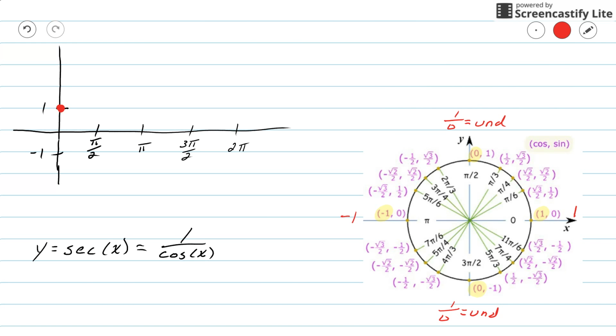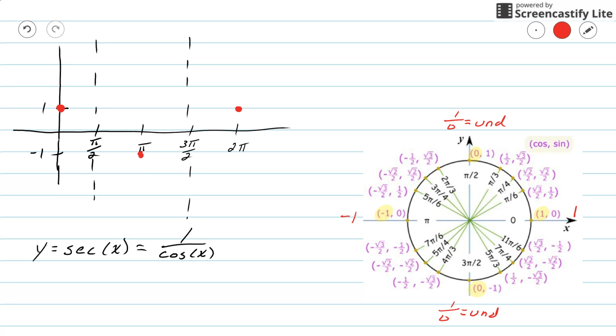At pi over 2, this thing becomes undefined. So there is an asymptote. Let's just draw the other asymptote at 3 pi over 2. That was undefined. At pi, the secant value is a negative 1. And at 2 pi, back up at 1.